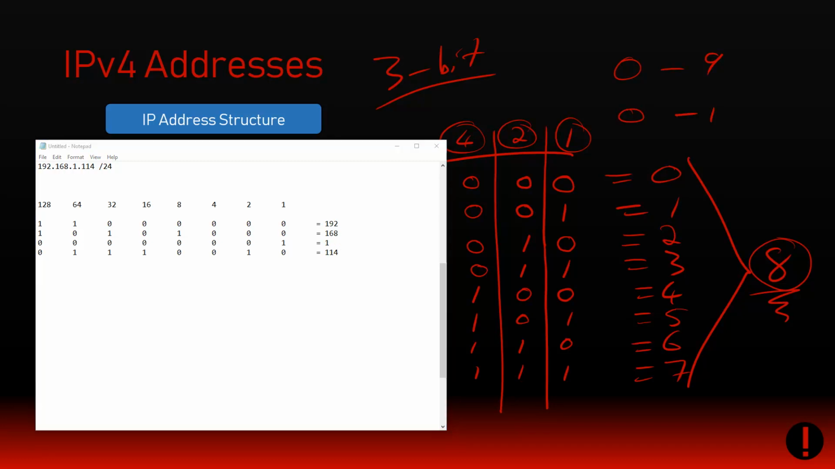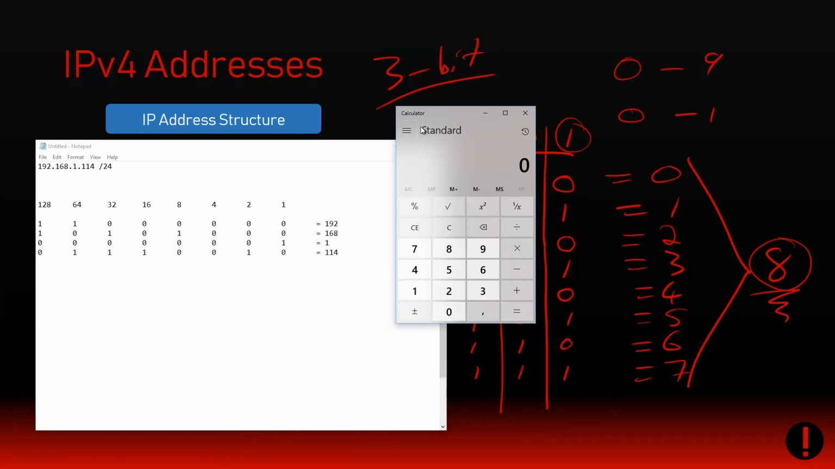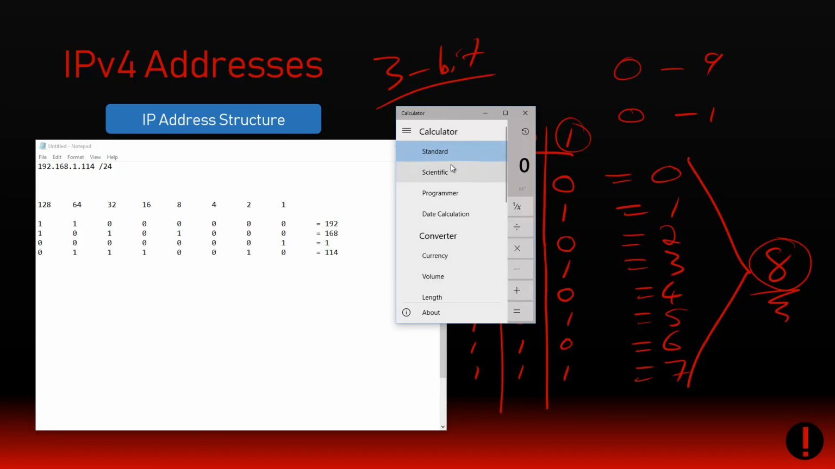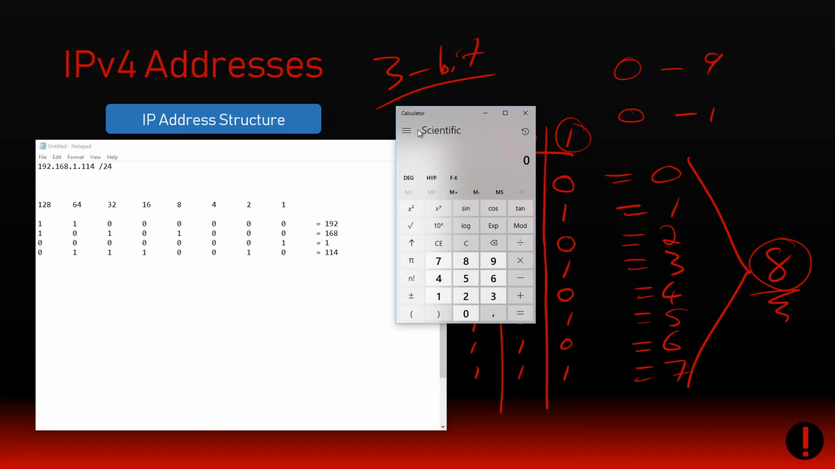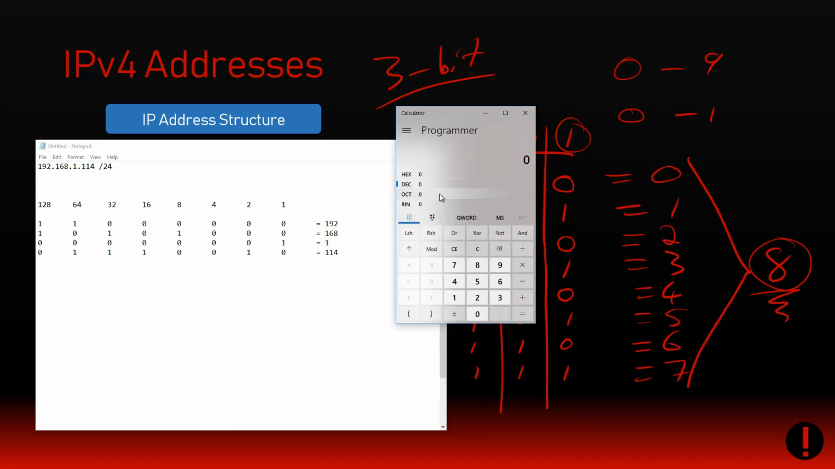Now, what I said there was a trick that you can use. Well, there is. You can use calculators. For example, here is just a standard Windows calculator. I'm going to change it from standard mode into scientific. In fact, my apologies, not scientific. Programmer mode is what I want.